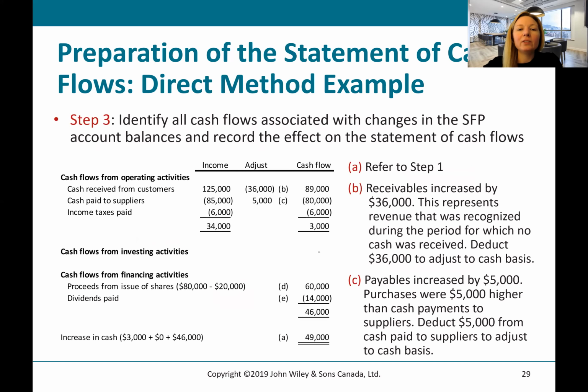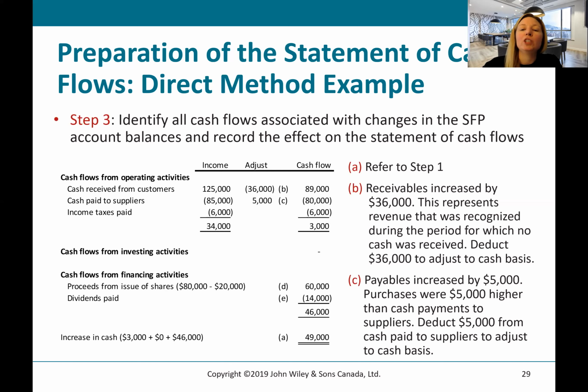So you can see in the top line, we've got our cash received from customers, 125,000. That came right off of our income statement. And we're going to reduce it by our increase in AR. That gives our cash flow number 89,000 for cash received from customers. And cash paid to suppliers, so those are our operating expenses right off of our income statement.